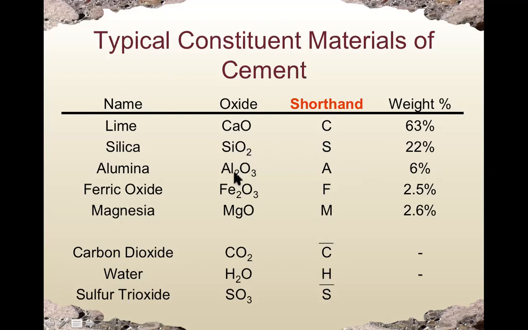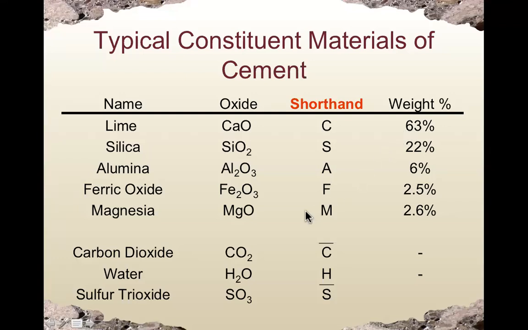Aluminum oxide, Al2O3, the shorthand is A. And ferric oxide, Fe2O3, the shorthand is F. These 4 major components take more than 90% of the total weight of oxide in cement, especially calcium oxide, which is more than 50% in typical Portland cement.